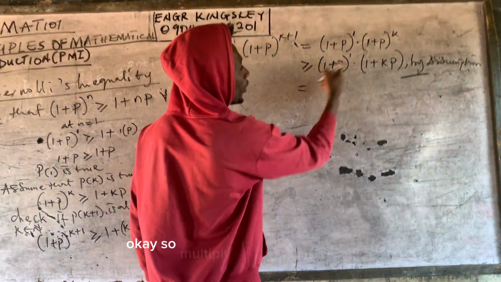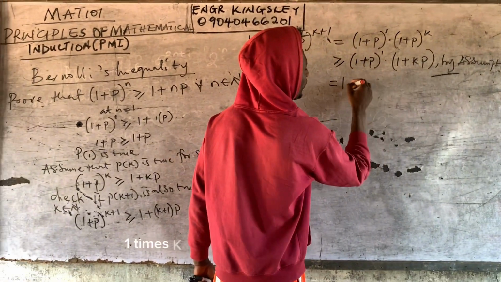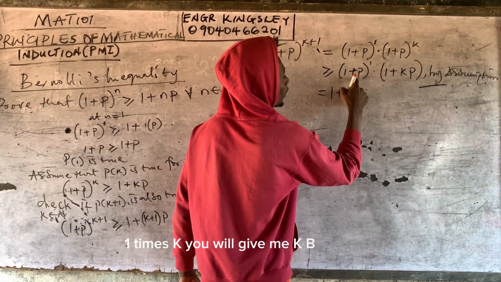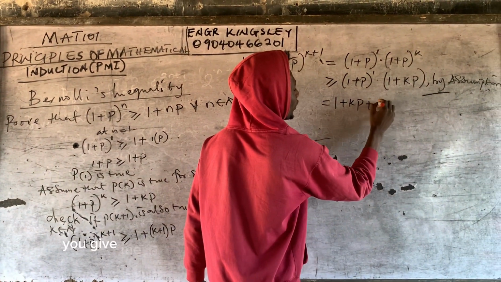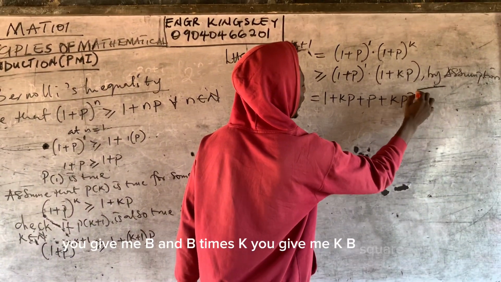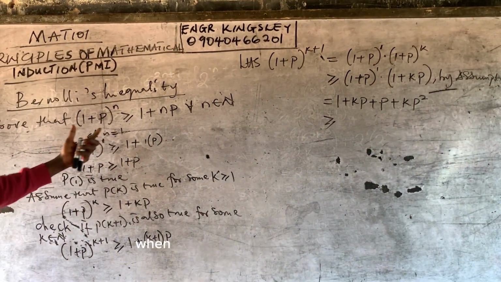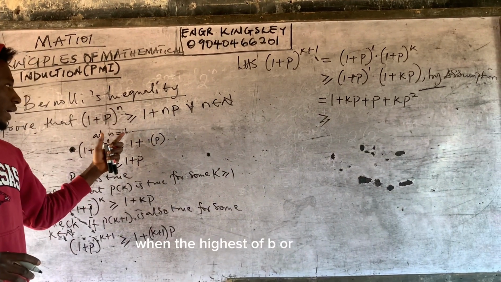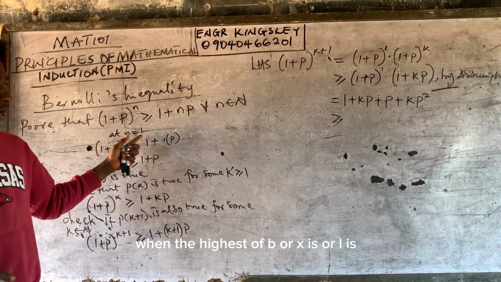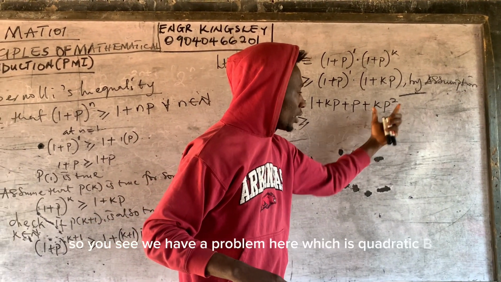Okay, so we multiply out. 1 times 1 will give me 1. 1 times kp will give me kp. p times 1 will give me p. And p times kp will give me kp squared. We started with linear, when the highest power of p is 1. So you see we have a problem here, which is a quadratic p, which is very wrong.